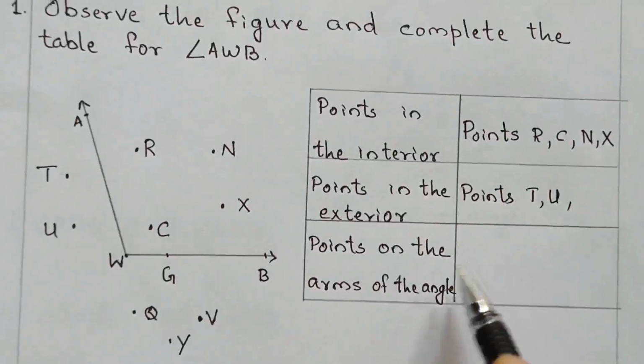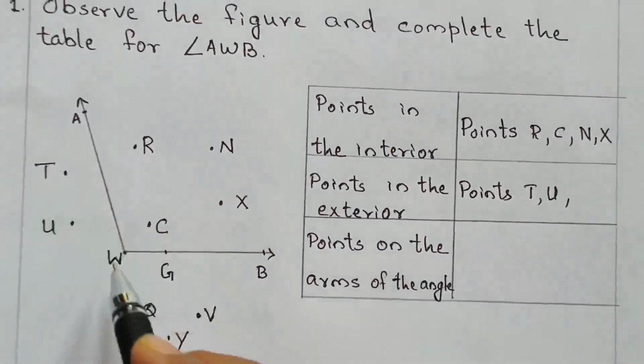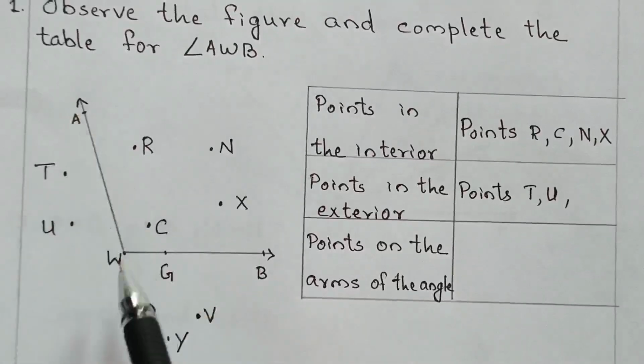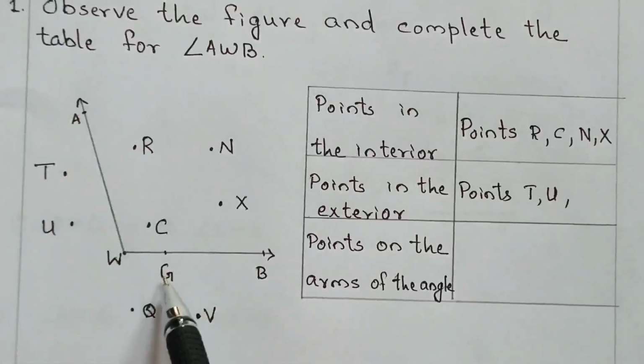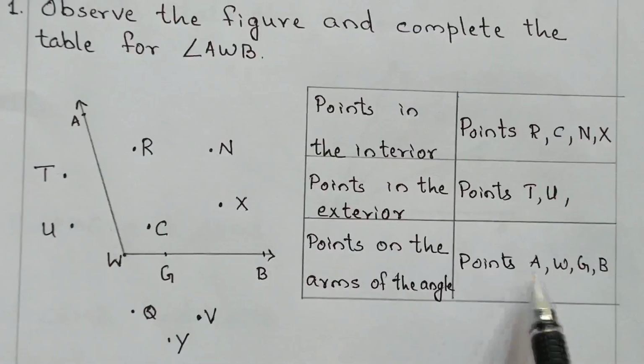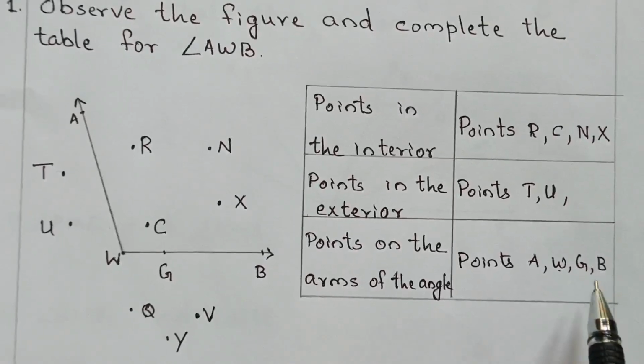Now the third question is points on the arms of the angle. The arms are WA and WB. Which points are there? Point A, point W, point G, point B. So the answer is points A, W, G and B are on the arms of the angle.